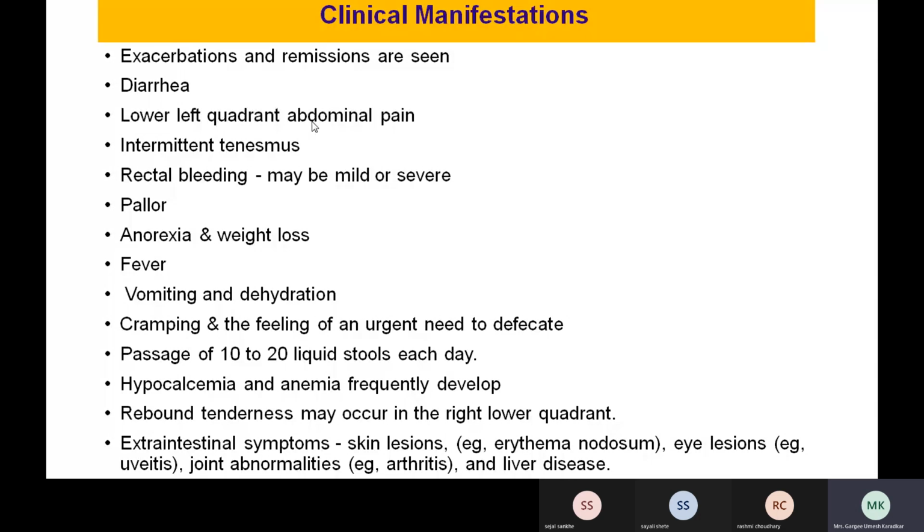Why will pallor develop? Because there is bleeding, so the patient will turn pale. So pallor, how will you elicit it? How will you identify that the patient has pallor? Check the capillary refill. Okay, that is one way. Then in what other places will you find pallor?